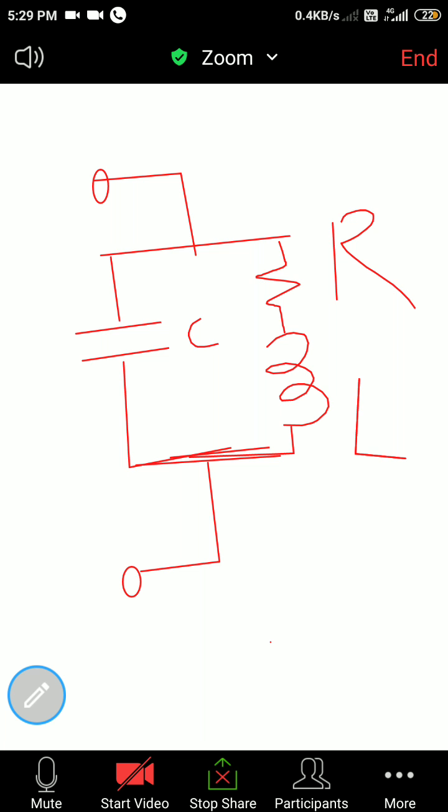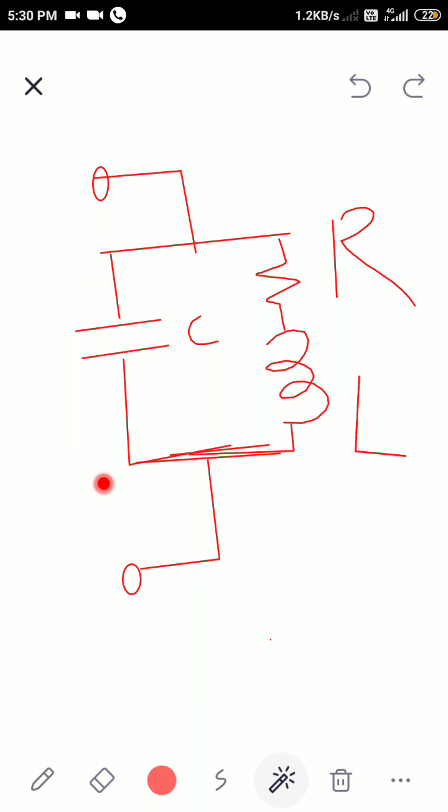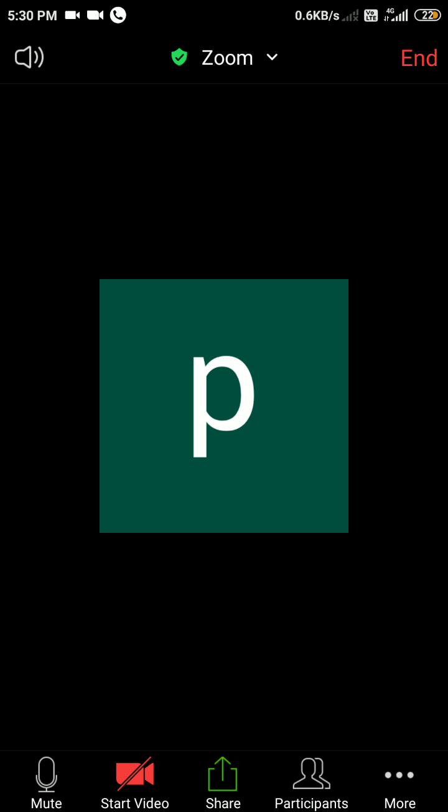Tuned amplifiers are classified into basically three types. The very first type is single tuned amplifier, next is double tuned amplifier, and the third one is the stagger tuned amplifier. Single tuned amplifier consists of only a single tuned circuit, with only components like RLC. If you use this portion two times, then it is called a double tuned amplifier. And if we cascade a number of stages of this tuned circuit, then it is called a stagger tuned amplifier. So the very first one is the single tuned amplifier.